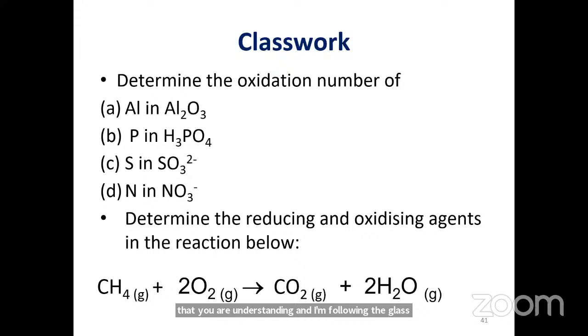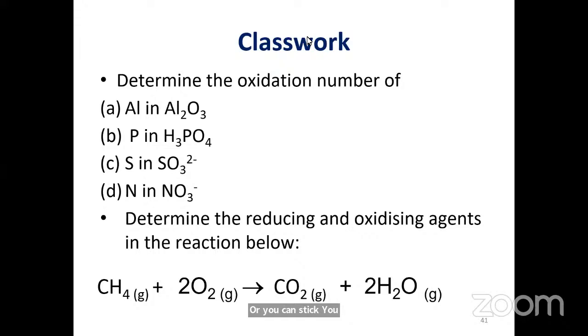Yeah, CH4 to CO2, reducing agent. O2 to water, oxidizing agent. Very correct. I'm very happy with this. If you were in class, I would have told you to clap for yourself, but you can still clap. You do a virtual clap.